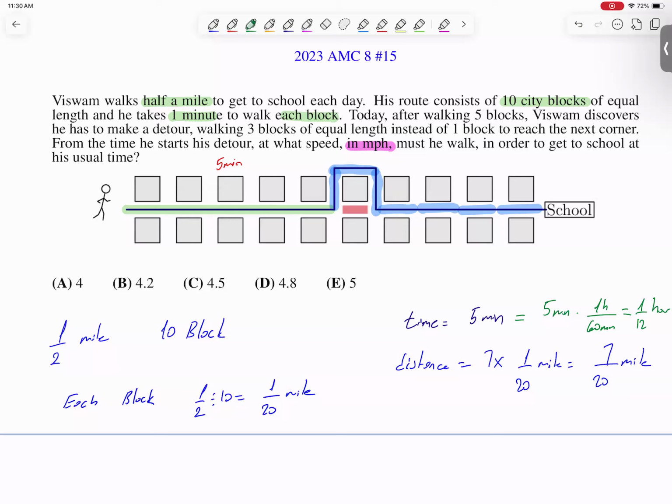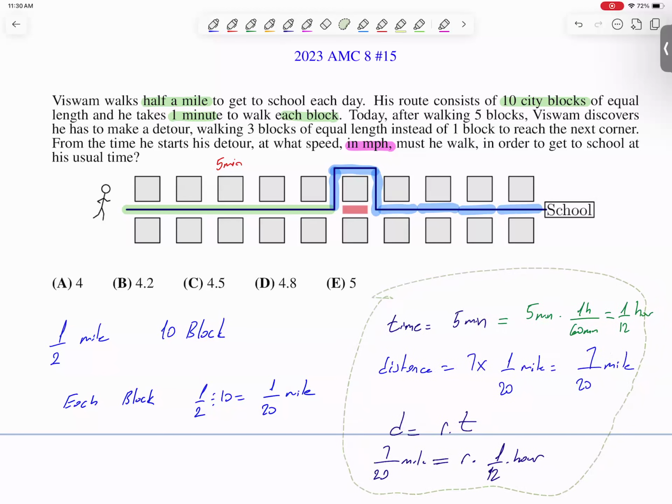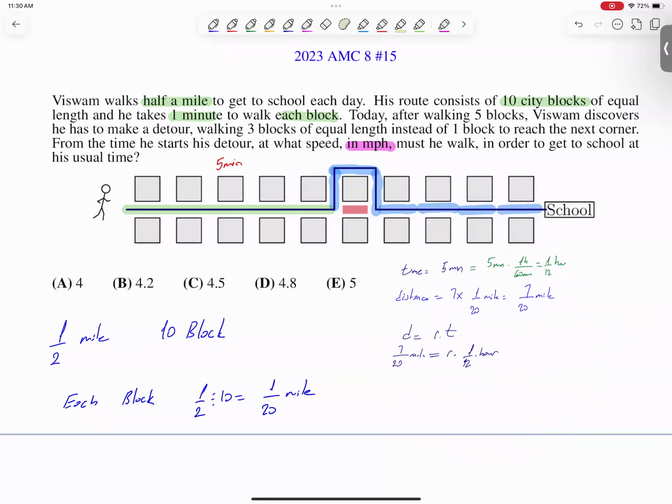Now we can just use distance is equal to rate times time and get the rate, which is distance is equal to r times t. Distance is 7/20 mile. We are looking for the rate times time is 1/12 hours. If we multiply both sides by 12, then we can cancel 1/12. Let's make this a little bit smaller to get some room. And then let's multiply both sides by 12. Observe that 12 cancels out.